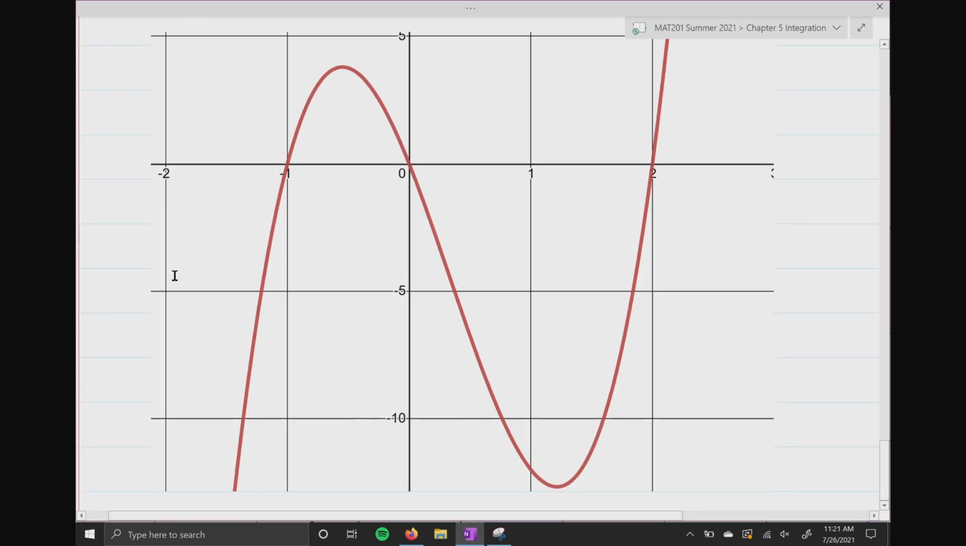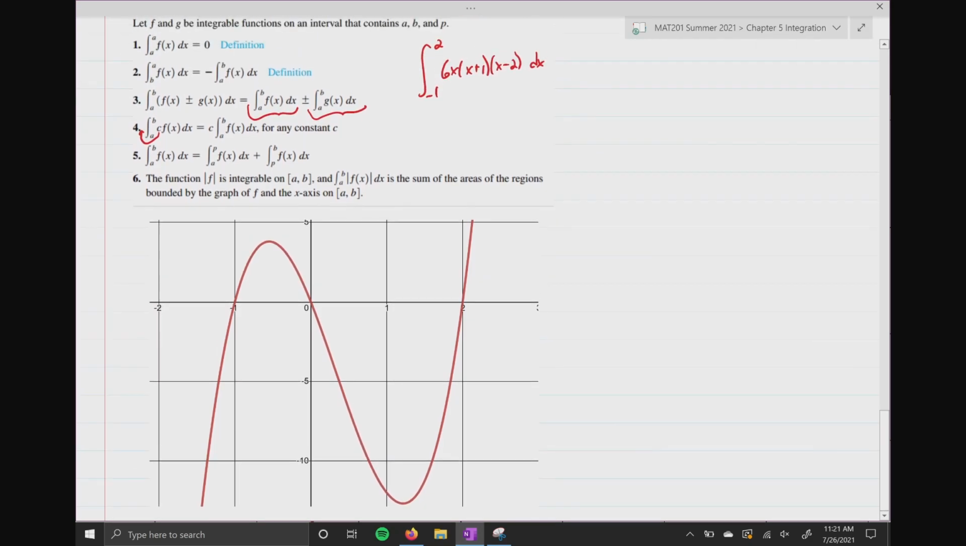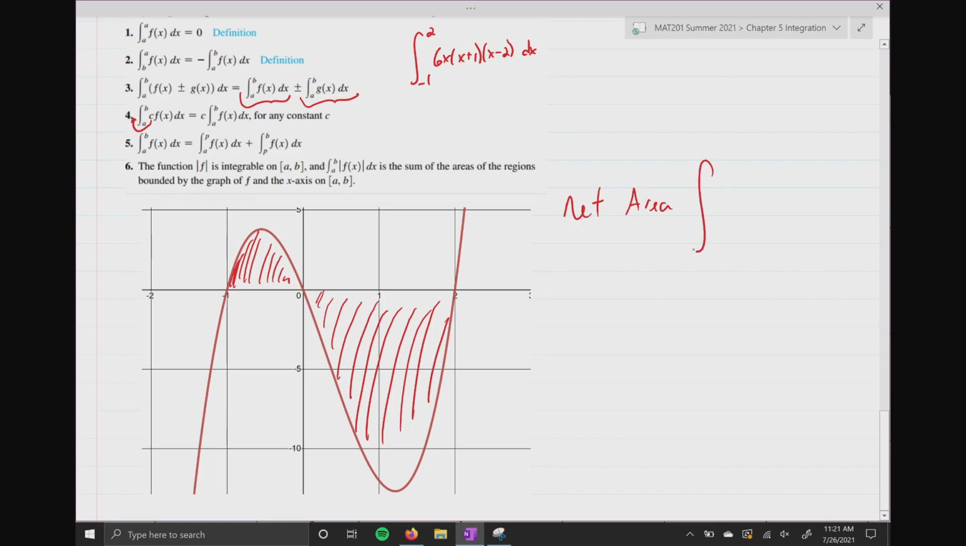So if I wanted to find this area right here from -1 all the way up to 2, notice I have area underneath this curve from -1 to 0, and then from 0 to 2. So if I wanted to find the net area, which is our definite integral, then I would just go from -2 to 1 of my function dx.